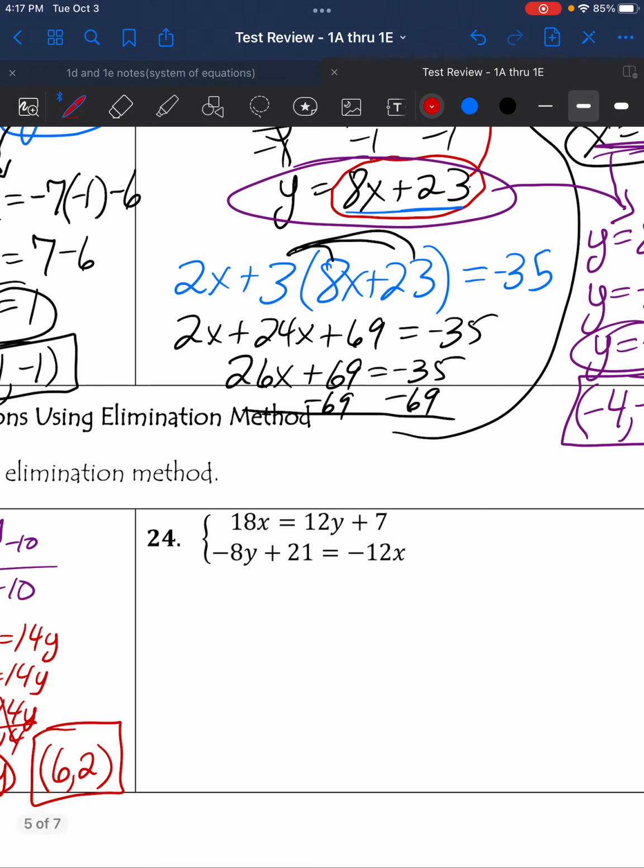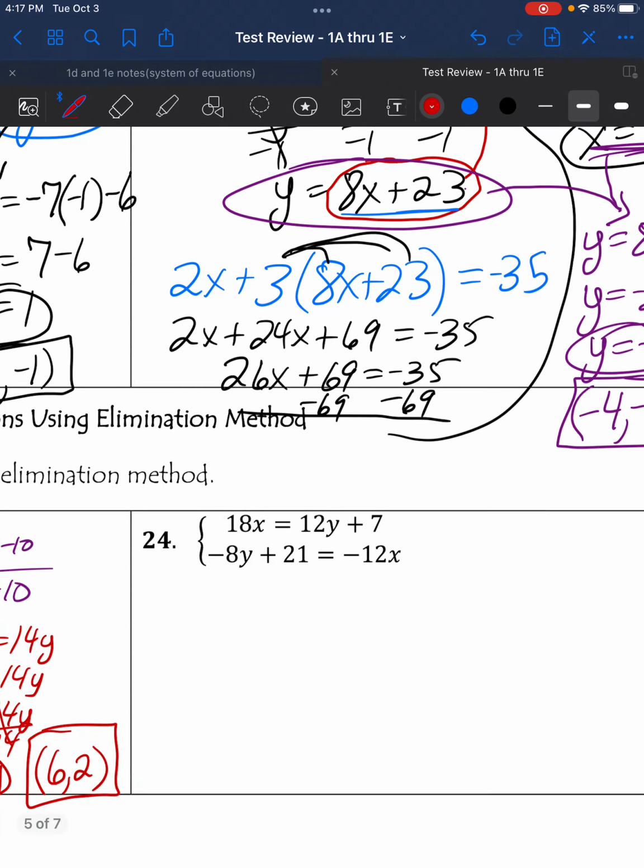All right, let's look at number 24. I need to get these lined up. We call it standard form. So for the top equation, I'm going to subtract 12y. So that becomes 18x minus 12y equals 7. The bottom equation, I need to do a little bit more with that, don't I? Actually, no, I can just add 8y.